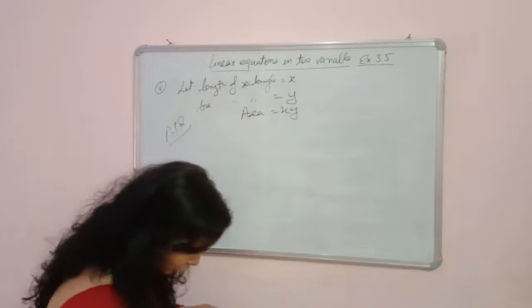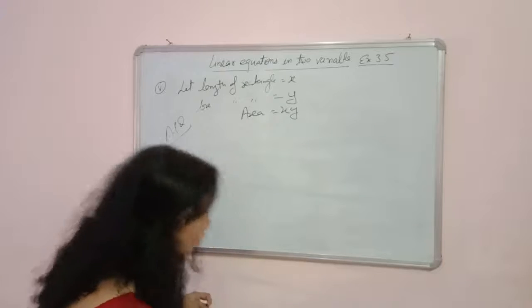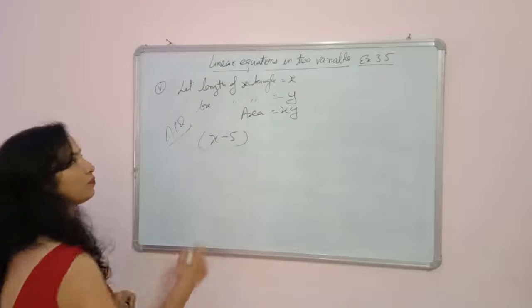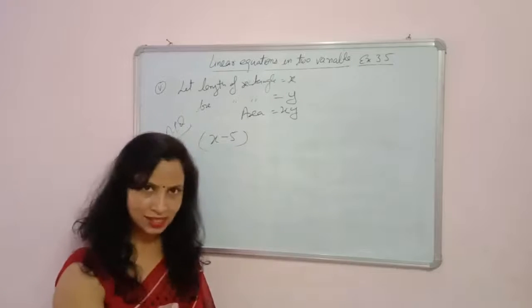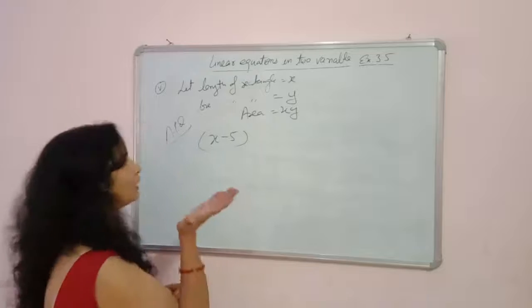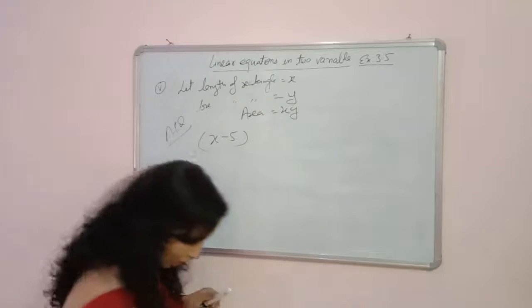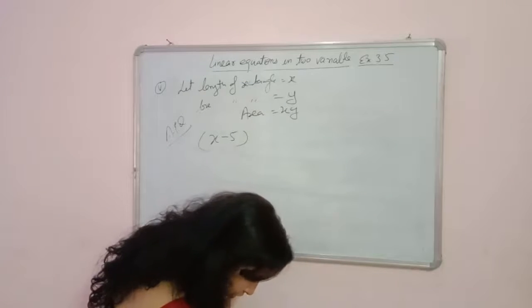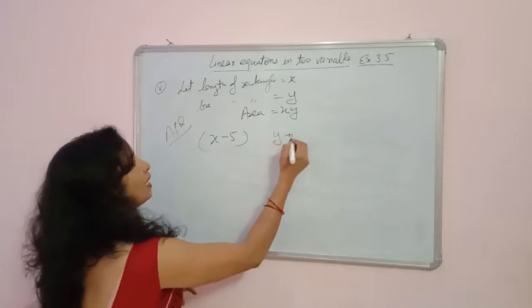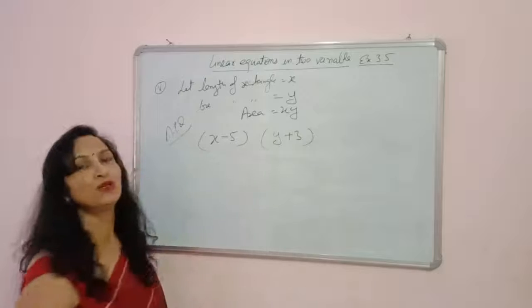Now in the question, the length is reduced by 5. What is the new length? If the length is x and we reduce it by 5, the new length should be x minus 5. And the breadth is increased by 3. We are going to increase the breadth by 3, so this is the new breadth.